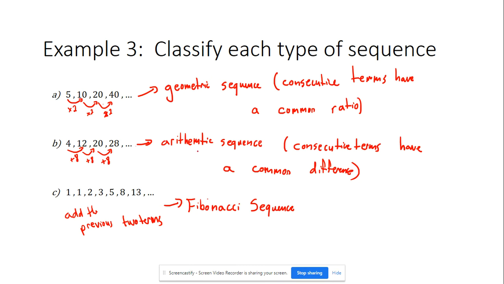Now, we're not going to study the Fibonacci sequence in too much detail. We'll probably refer to it a few times throughout the rest of this unit, but we're not going to discuss it too much. We use geometric sequences and arithmetic sequences. We're going to study these 2 types in this unit.